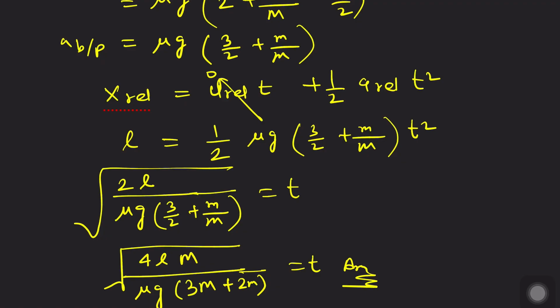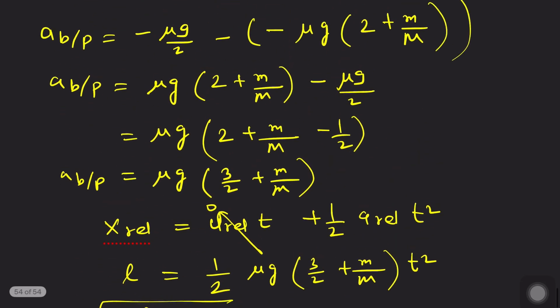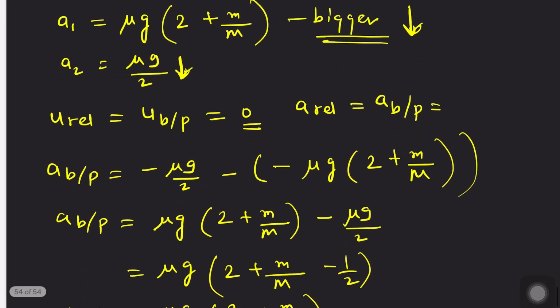So I think everything is fine, but there is some error that we have made during the calculation. It should not come 3m plus 2m, it is coming m plus m, I guess. So just a minute. Let me see the solution once, whether we have done something wrong.